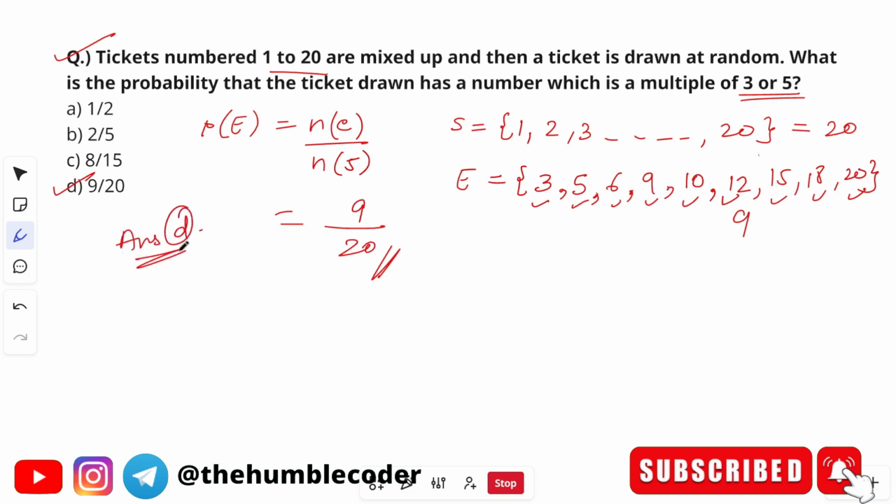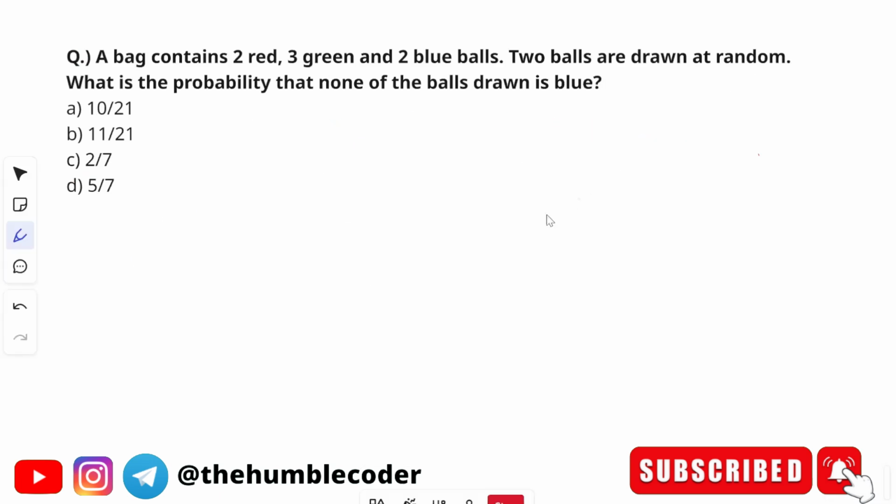Let's now move on to the next question. So guys, this is the question that we have. Let's read the question first and then we will solve it. The question says: a bag contains 2 red, 3 green and 2 blue balls. 2 balls are drawn at random. What is the probability that none of the balls is blue? So we need to find the probability.